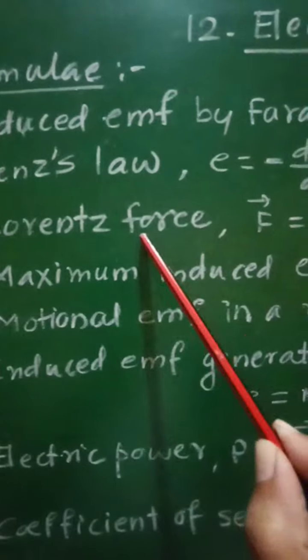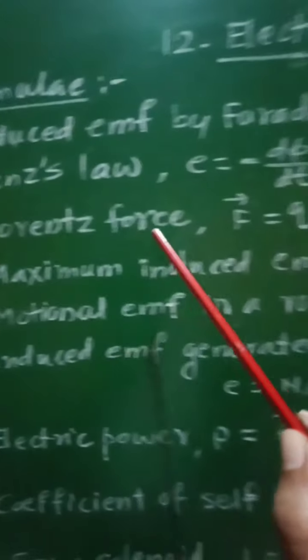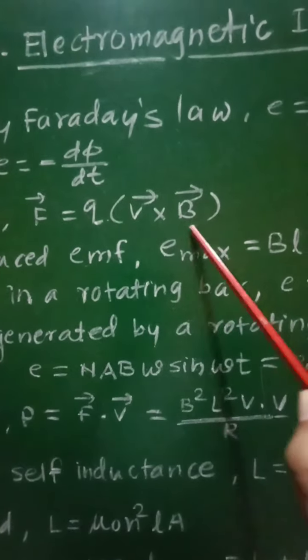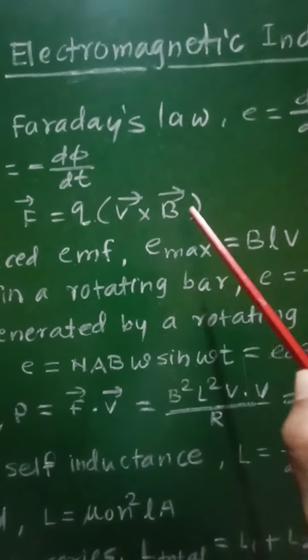Third, Lorentz force. Lorentz force F is equal to Q into v cross B. F is equal to Q into v cross B.